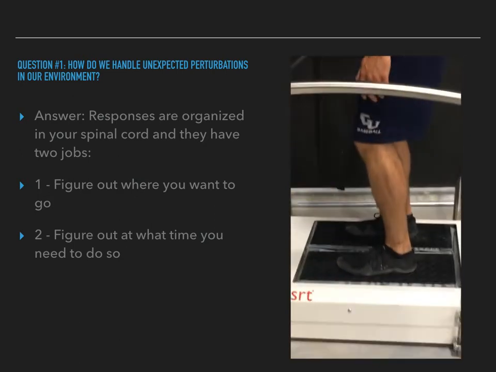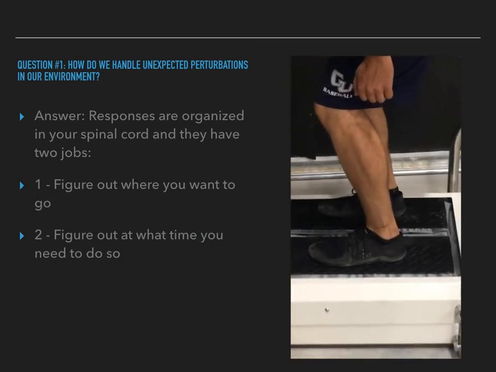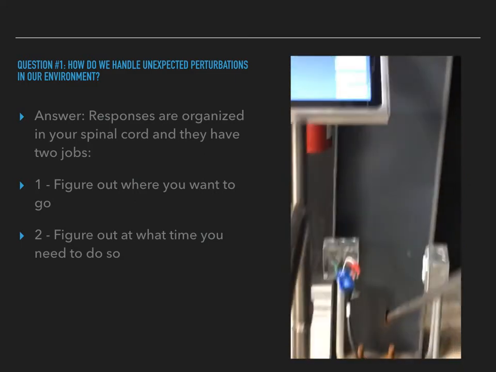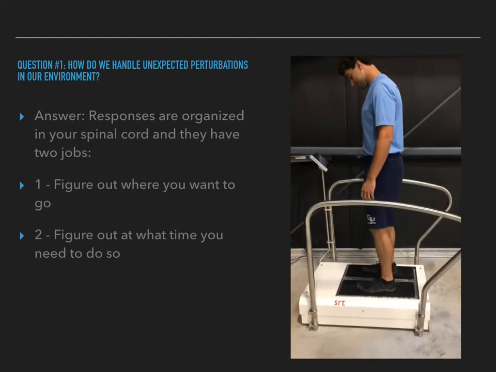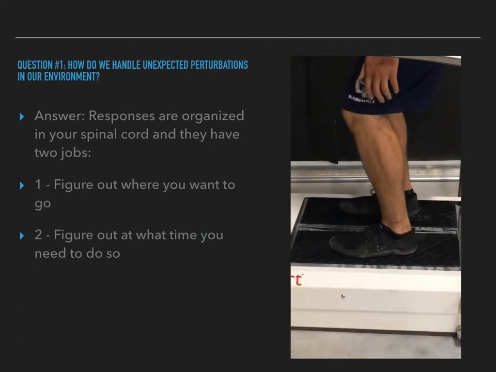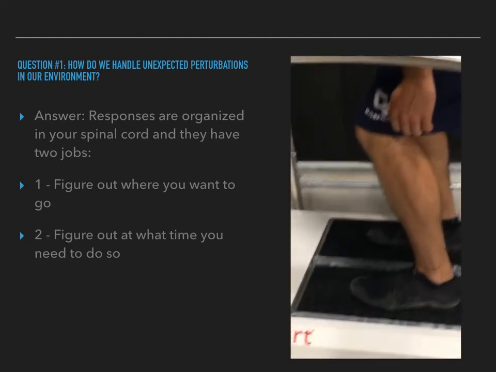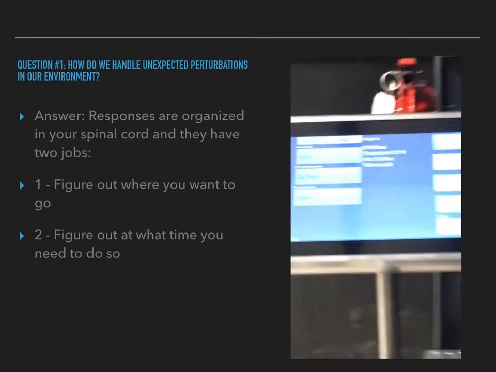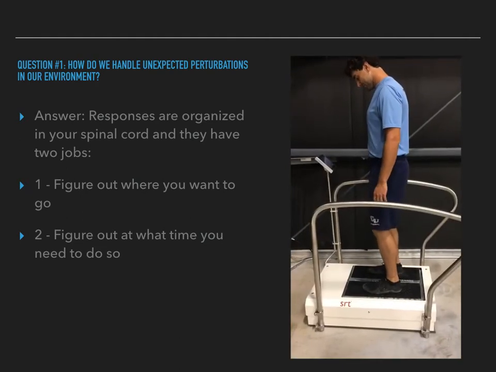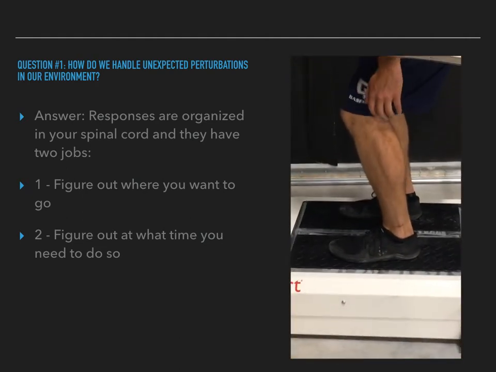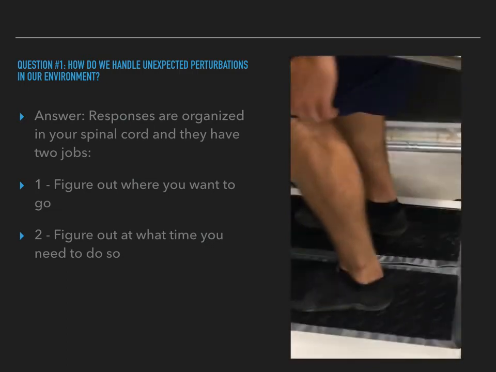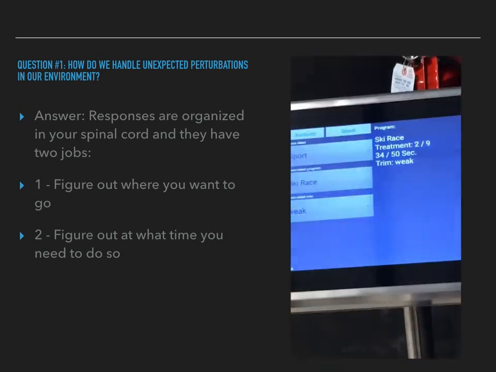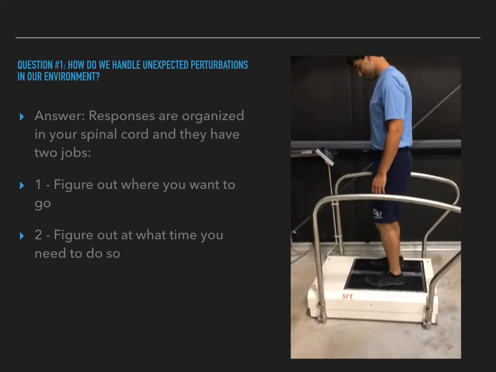So first, question number one is, how do we handle unexpected perturbations in our environment? The answer to that is that responses are organized in your spinal cord, and that spinal cord has two jobs. Number one is to figure out where your body wants to go in response to this perturbation, what's the correct movement response. Then number two is figuring out at what time you need to do so. So essentially that means how fast you need to be able to do that, and where you need to go to correctly respond to the stimulus.